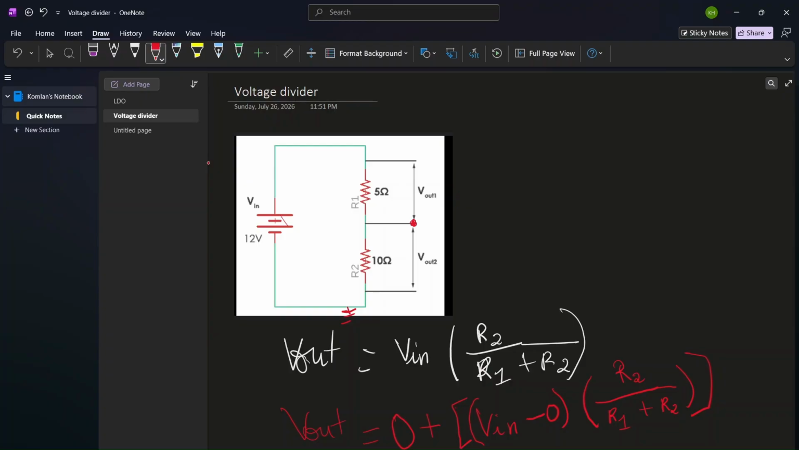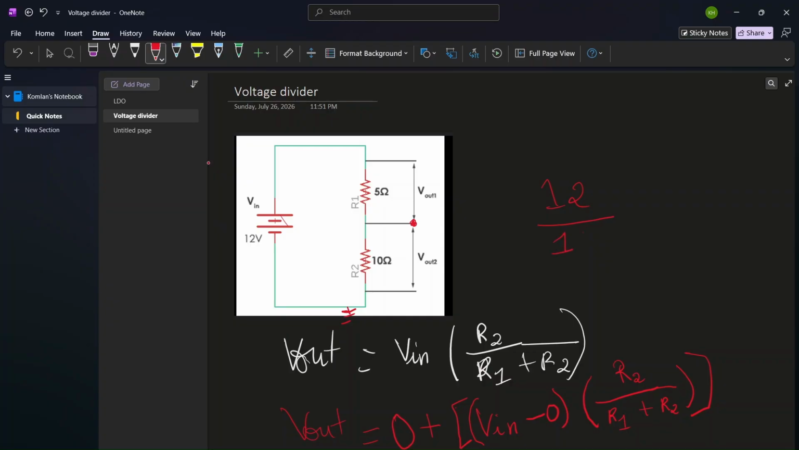And really what is happening here is that the way I view it, that difference, which in this case is V in minus 0, so that 12 volt there is being dropped. So it's really being dropped across what? All the resistors.